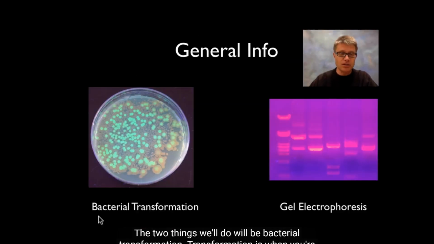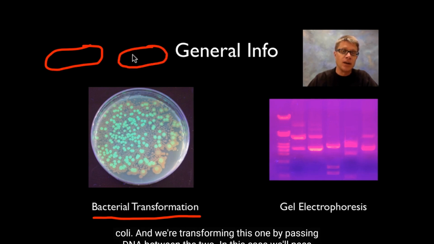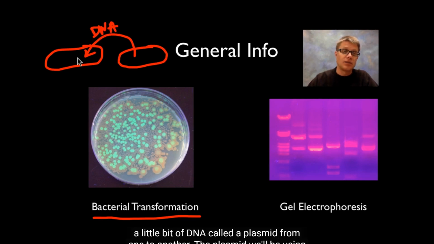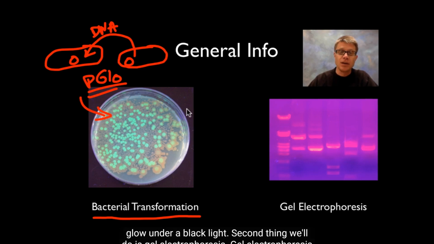The two things we'll do will be bacterial transformation. Transformation is when you're taking one bacteria, so let's draw an E. coli that looks like this, and here's another E. coli, and we're transforming this one by passing DNA between the two. In this case, we'll pass a little bit of DNA called a plasmid from one to another. The plasmid we'll be using is something called pGlo, so it's a way to actually get this bacteria to glow, fluorescent glow under a black light.